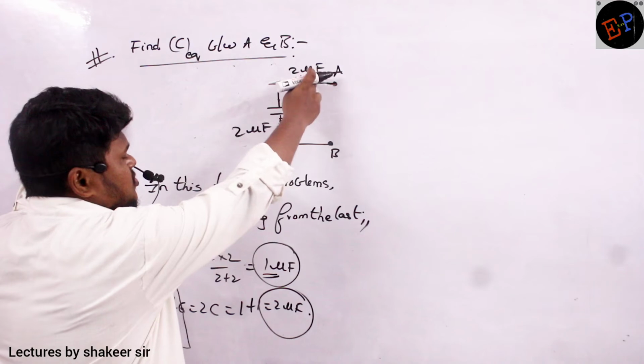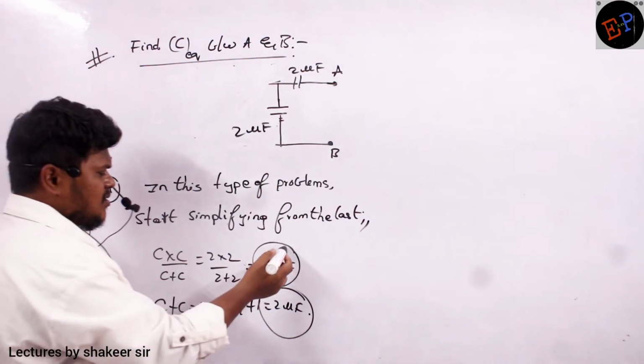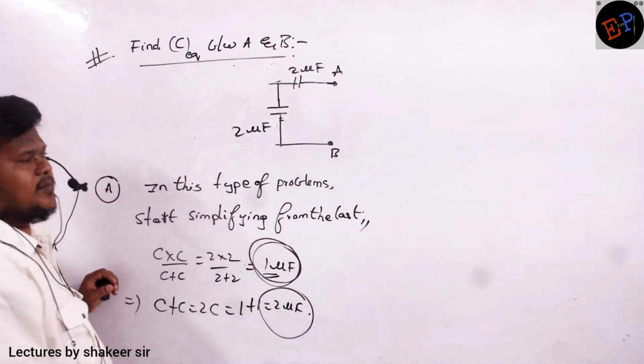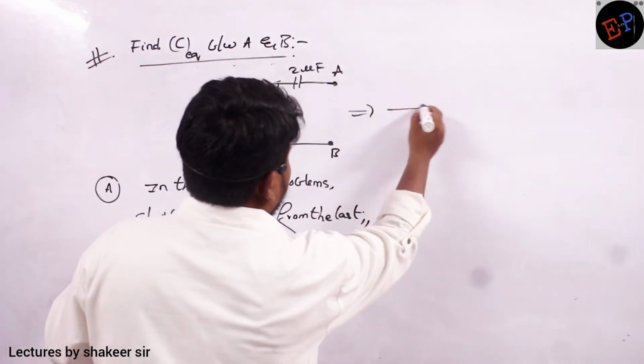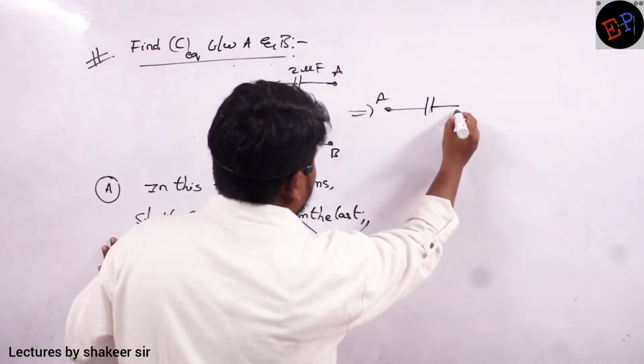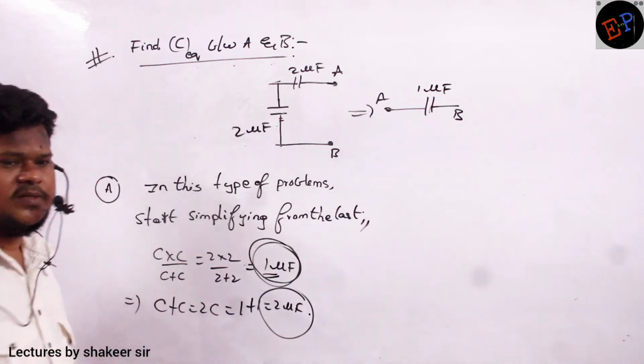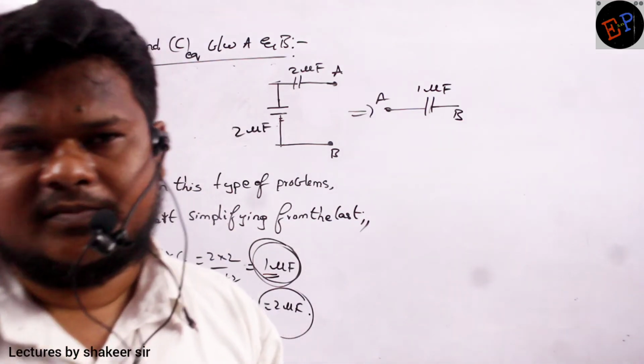Now if I see this 2 and this 2, they are in series connection. If they are in series connection, what is the equivalent capacitance? 1 microfarad. So therefore, in between point A and point B, there is only one capacitor whose capacitance is 1 microfarad. That is my answer. Is it clear?